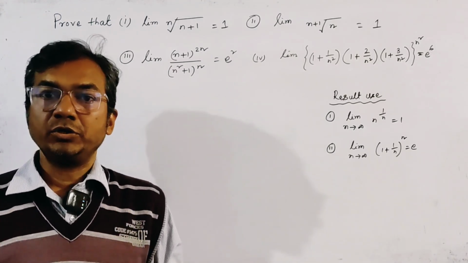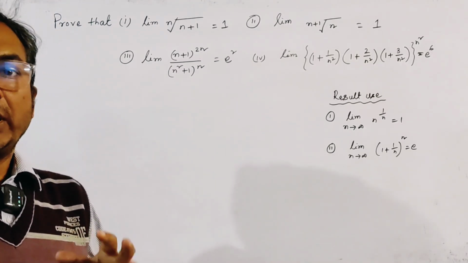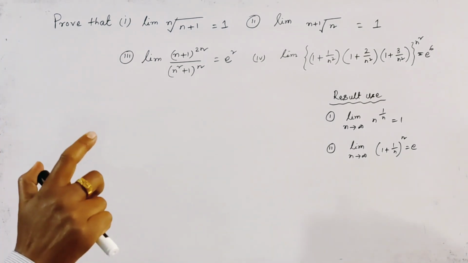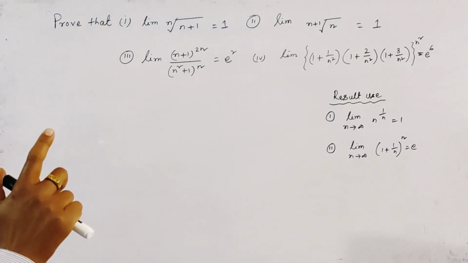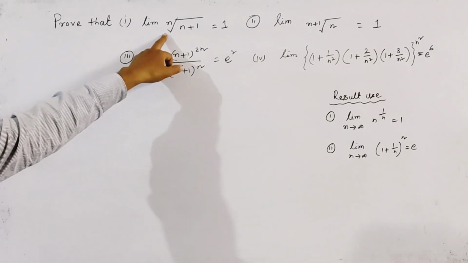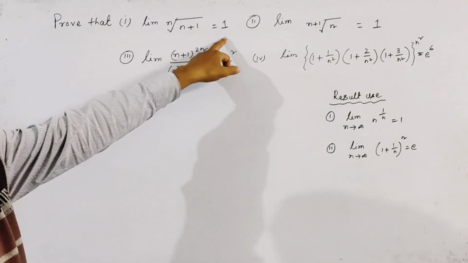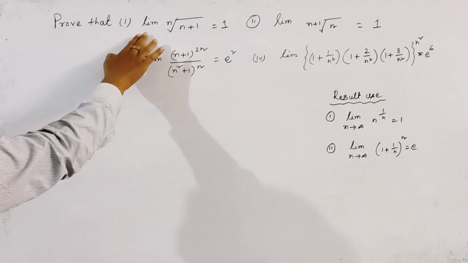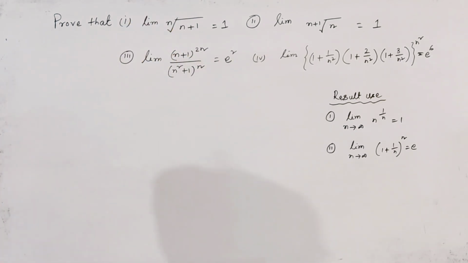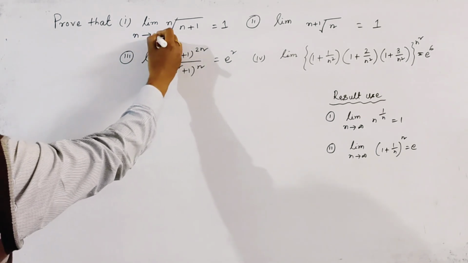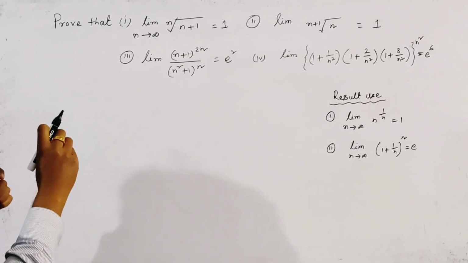In this lecture, we solve a problem of sequences. The problem has 4 parts. The first part is limit of root of n plus 1, this is equal to 1. We have to show this. Here only the limit is written in the 4 problems, so we take n tends to infinity, since no limit is given.